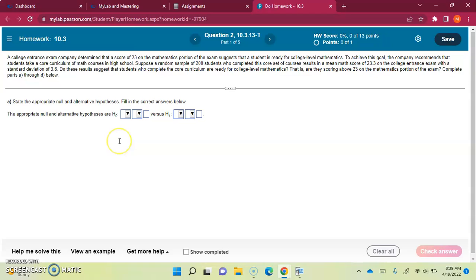This is question number 2, section 10.3. The college entrance exam company determined that a score of 23 on the mathematics portion of the exam suggests the student is ready for college level mathematics. To achieve this goal, the company recommends that students take a core curriculum of math courses.